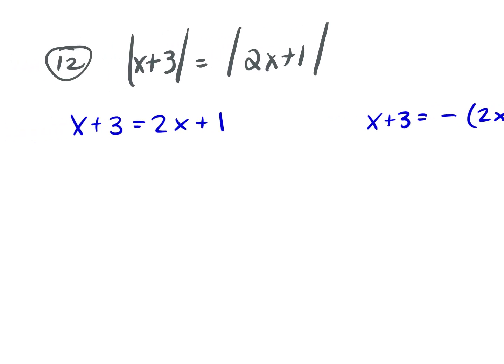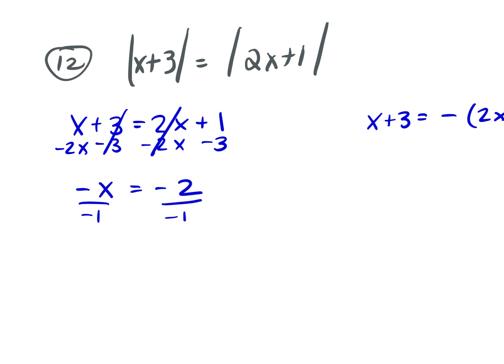So let's solve the one on the left first. What should we do first? So we can subtract 3 on both sides and subtract 2x. So negative x is equal to negative 2. Divide by negative 1. So x equals 2.